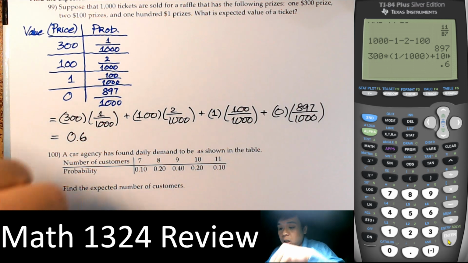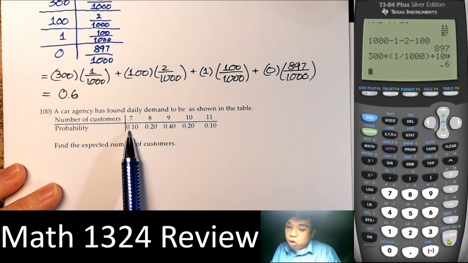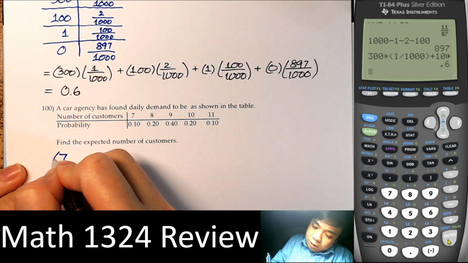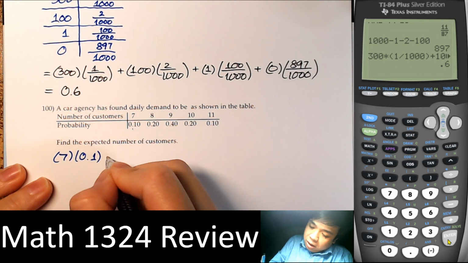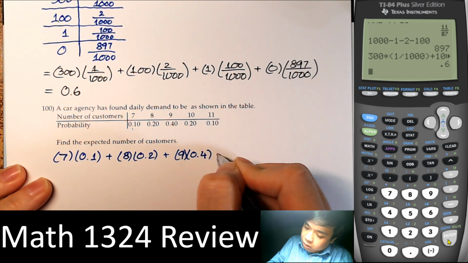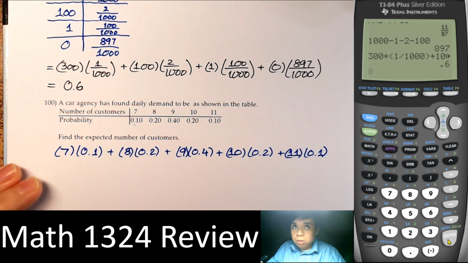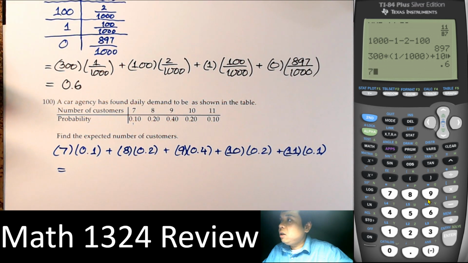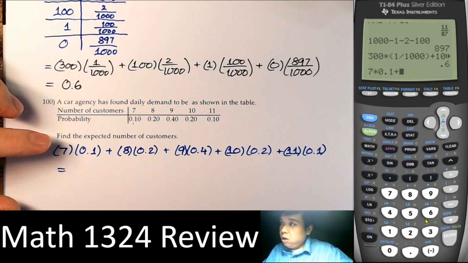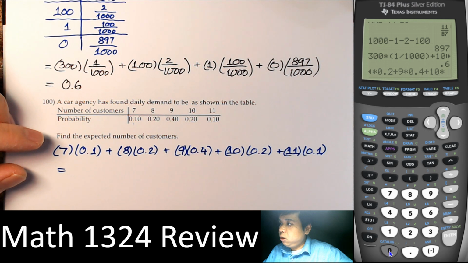The same thing about expected values. We just find the values and multiply by the corresponding probability. So just like the next one, we have these values, and then we multiply by probability. Then we add all of them up. So value times probability, value times probability. Seven times 0.1 plus 8 times 0.2 plus 9 times 0.4 plus 10 times 0.2, 11 times 0.1.